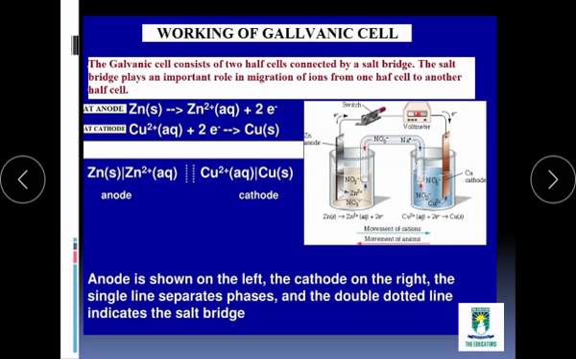As a result of the redox reaction, electric current is produced. The batteries which are used for starting automobiles, running calculators and toys, etc. work on the same principle. Is this clear to you?